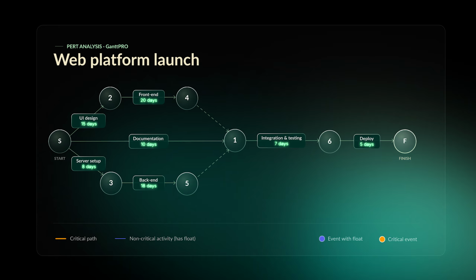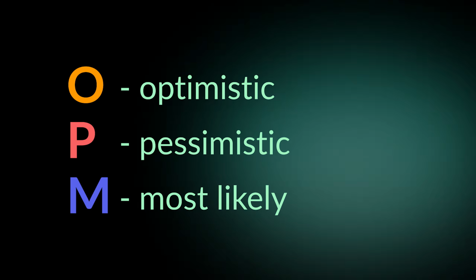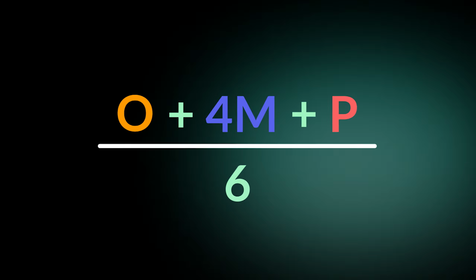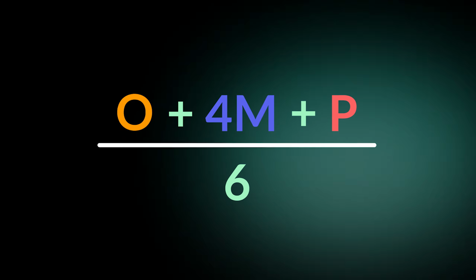As a rule, three values are used for each task: an optimistic estimate, a pessimistic one, and a most likely one. These are plugged into a formula that produces a weighted average. Such approach helps us account for uncertainty from the beginning.